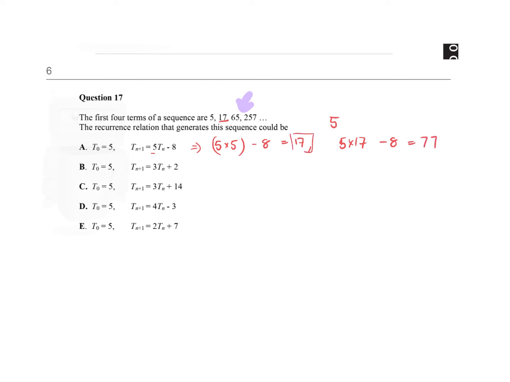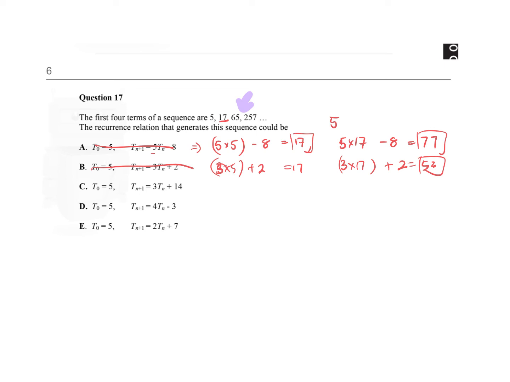Is that the next term in the sequence? No, so that one's out. What about this one? This one would be 3 times 5 plus 2, which does equal 17. But if we have 3 times 17 plus 2, that's 53. So is that it? Which one is it?